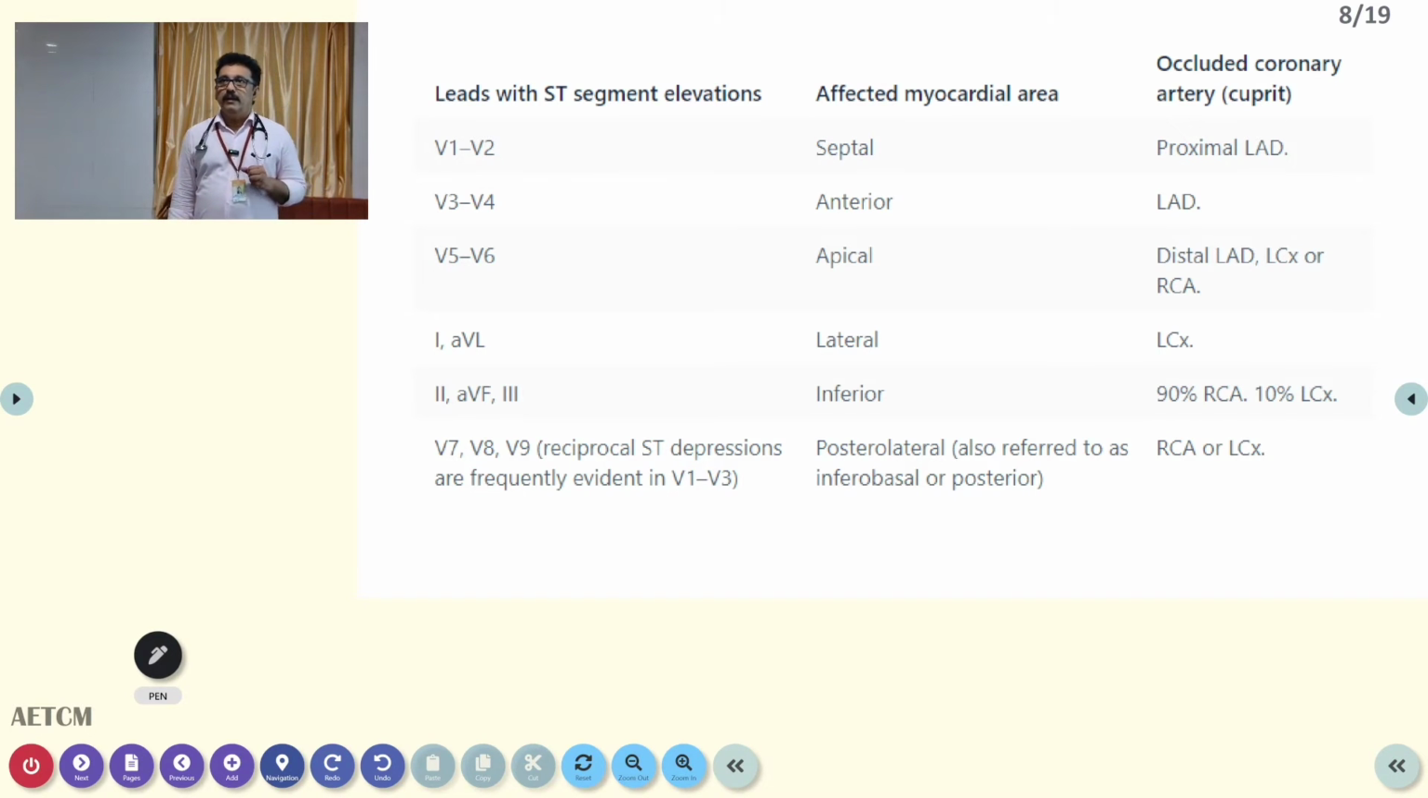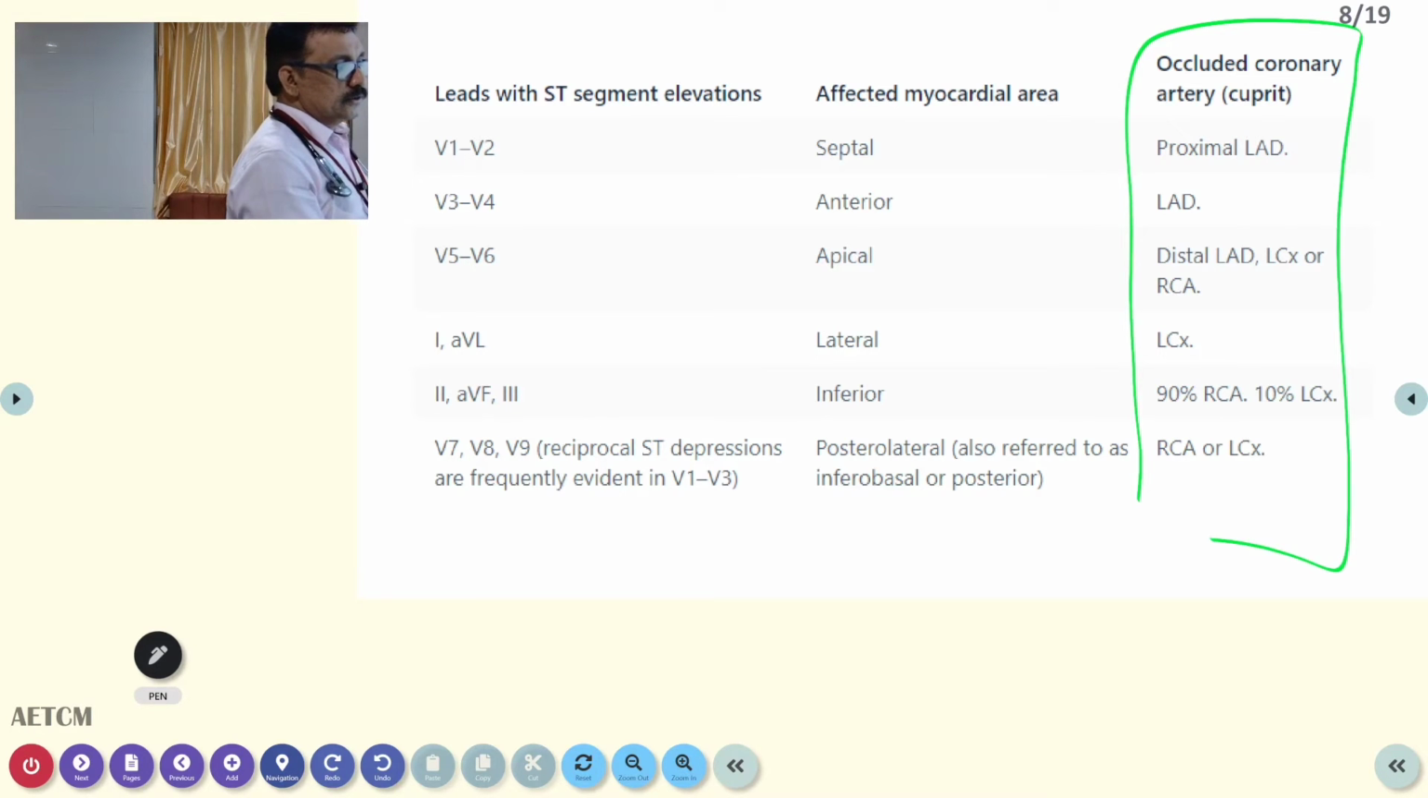In 1 and AVL, the lateral part of the heart is involved. LCX is involved. 2, 3, AVF inferior, 90% RCA or 10% LCX also can be involved. Like that, you can even make a diagnosis of which artery is involved. That is also possible, but in routine clinical practice in the emergency room, you are not going to make any diagnosis on the last part. This may not be important in the emergency room.